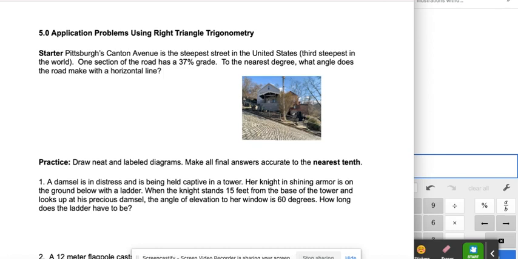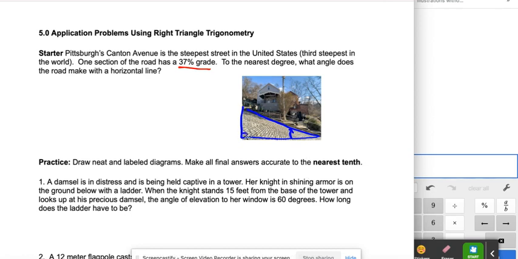So one section of the road has a 37% grade. To the nearest degree, what angle does the road make with a horizontal line? Well, if I'm looking here, and if I try to think about this road as a triangle, the angle that the road makes with a horizontal line, they're talking about the angle of elevation. So they're talking about this angle here.